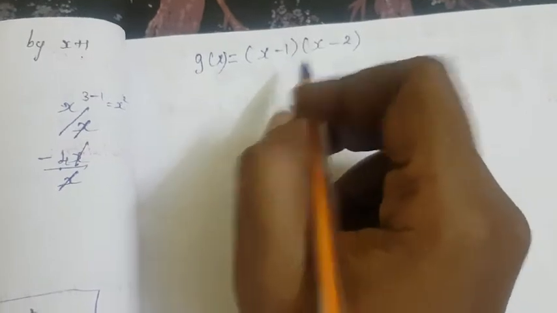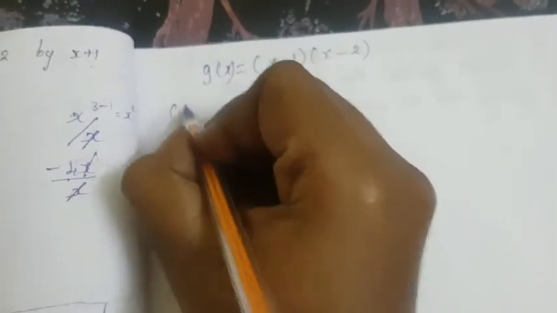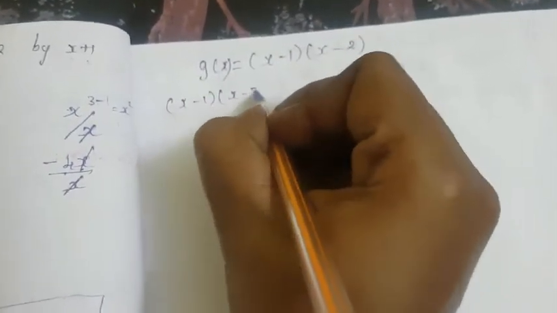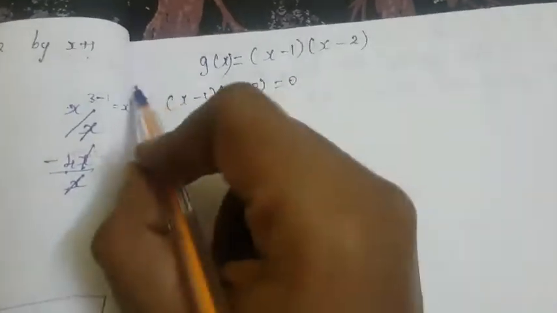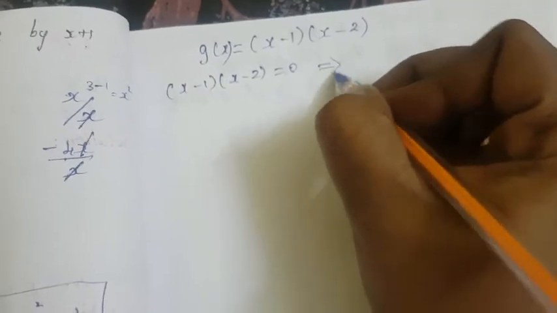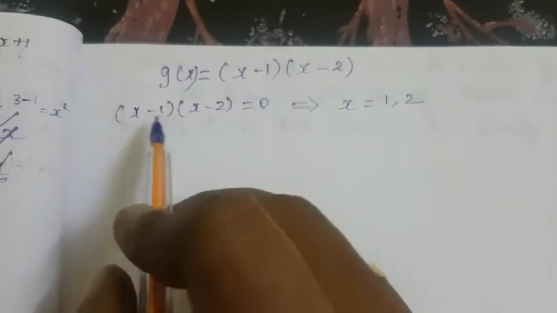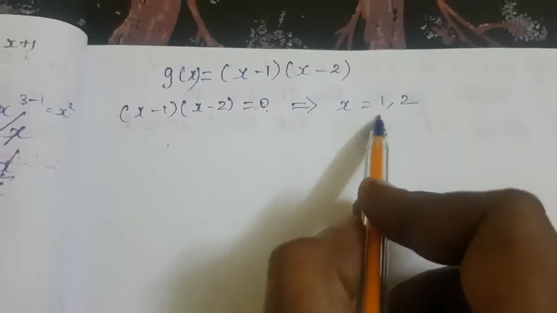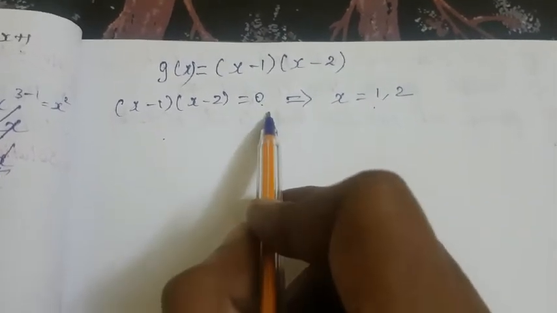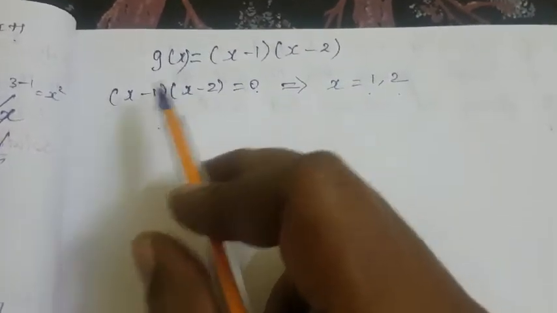Now we are going to take these two factors and equate them to 0. (x minus 1)(x minus 2) is equal to 0. If this is 0, then it leads to x equal to 1 and 2, no? For example, if x minus 1 is equal to 0, the x value will be 1. If x minus 2 is equal to 0, the x value will be 2. So we will get these two values by solving this.